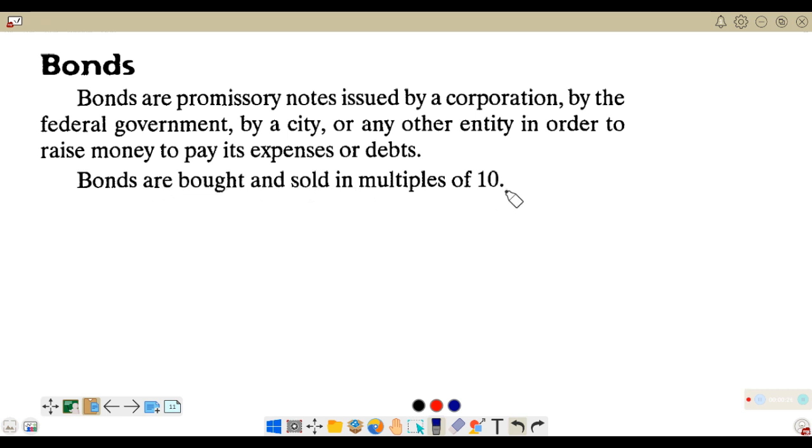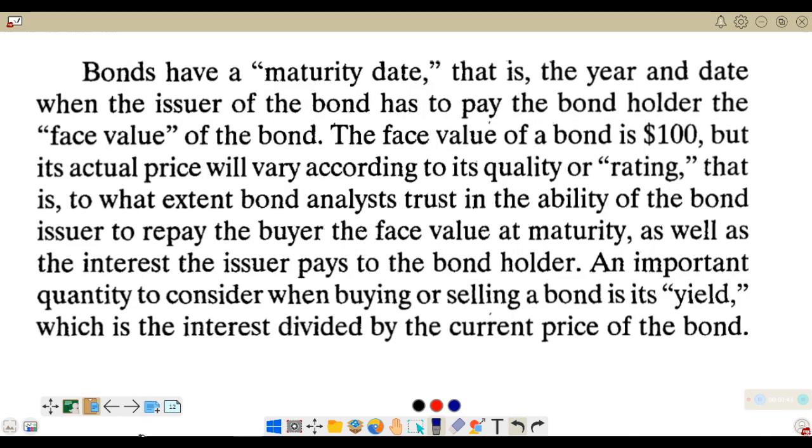So, everything that is a multiple of 10, yan, dun mo lang siya pwede i-purchase. Hindi pwede yung mga half values. So, for example, pwede kang bumili ng 150 bonds, 10 bonds, 20 bonds, 30 bonds, and so on. Everything that is a multiple of 10.